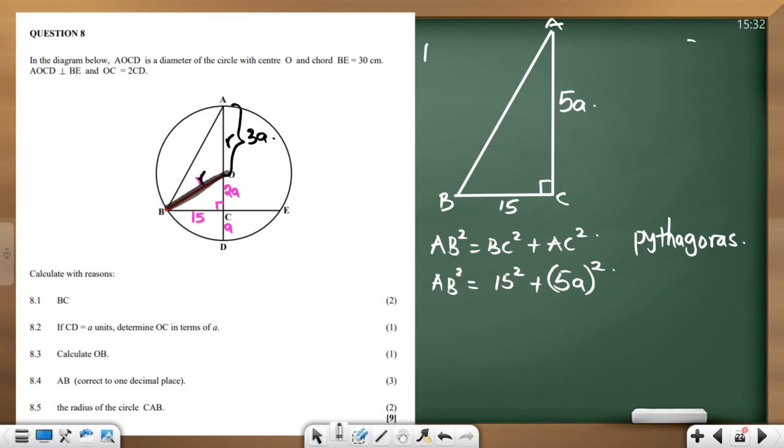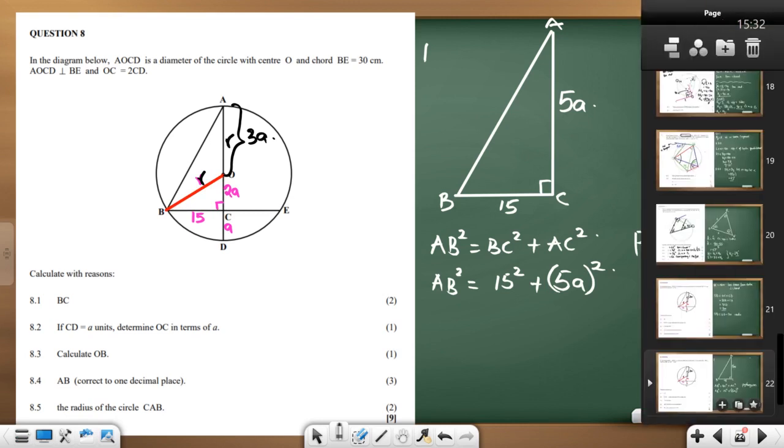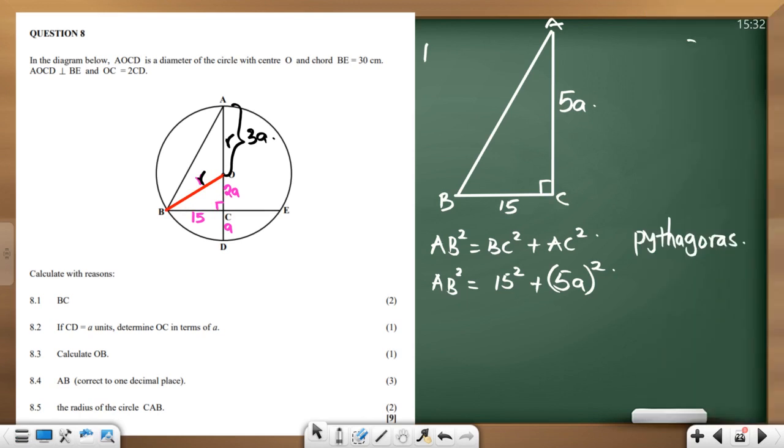OB is 3A, so we should be able to get a value for A here. That's why the examiner actually says calculate OB. So let me calculate OB first for us. I love this question.